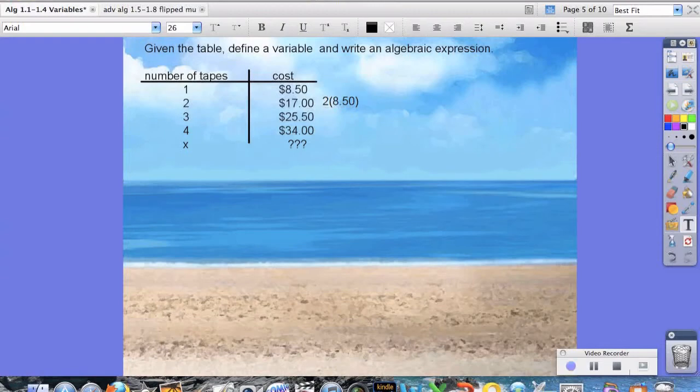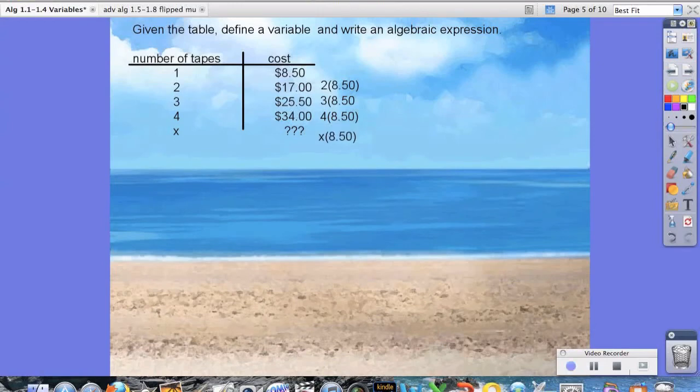So for 3, it'd be 3 times $8.50. And obviously 4 tapes would be 4 times $8.50. So the last question is, what if we have X number of tapes? So if we have X number of tapes, why don't we just follow the same thing we've been doing, which is take the number of tapes and multiply that by 8.50, and then we'd be done. So hopefully you understood how we got this expression. If not, you might want to rewind the video, or we can discuss it in class.